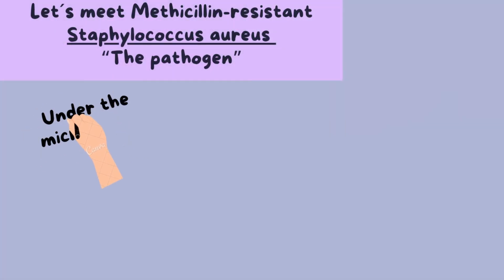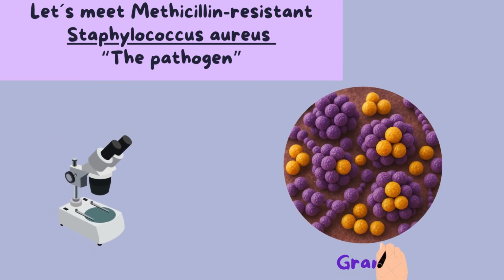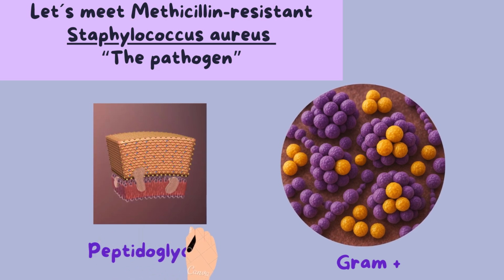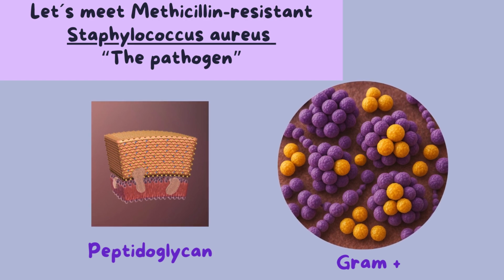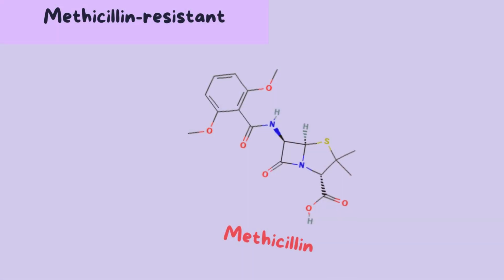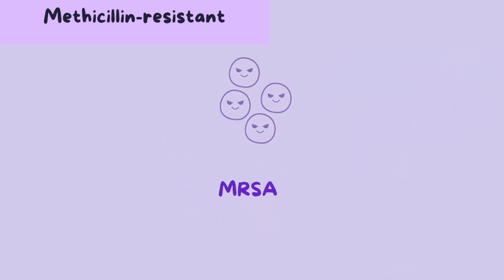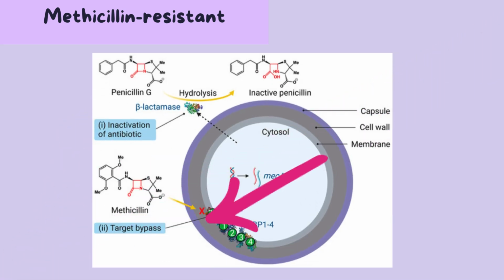Under the microscope, MRSA appears as cocci in clusters, sometimes in chains. They are gram-positive, meaning they retain a violet stain due to their thick peptidoglycan cell wall. They are 0.5 to 1.5 micrometers in diameter and may produce a golden pigment called staphyloxanthin. MRSA is defined by its resistance to methicillin and other beta-lactam antibiotics due to the presence of the mecA gene, which encodes for PBP2A, an altered protein with low affinity for these antibiotics. This resistance can be transferred between bacteria via bacteriophages.